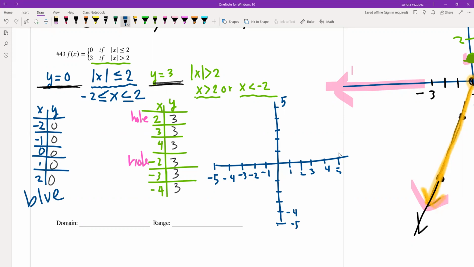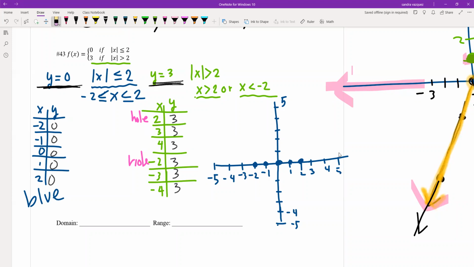So then it will be -2 and 0. Okay, right here. And then -1 and 0. Then 0, 0. Then 1 and 0. And then 2 and 0.